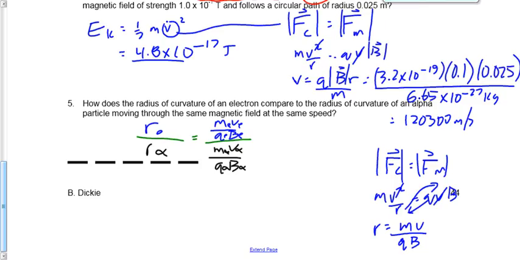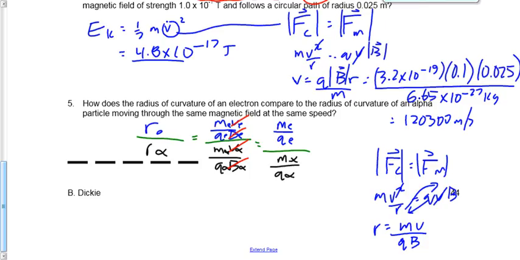We know the mass of the alpha particle and the mass of the electron. Oh, wait, the speed is the same, right? The speed of the electron is the same as the speed of the alpha particle. So even though it's two different variables, it's the same value, they can cancel. Magnetic field strength is the same as well. Okay, that simplifies things a bit. Now we've got an equation that says mass of the electron over the charge of the electron divided by the mass of the alpha particle divided by the charge of the alpha particle.